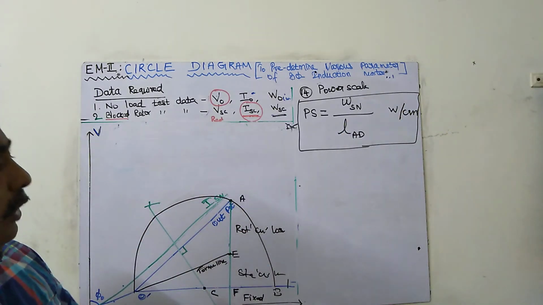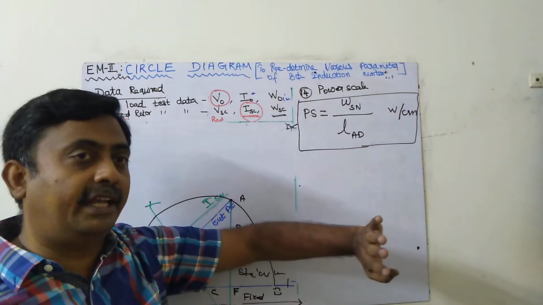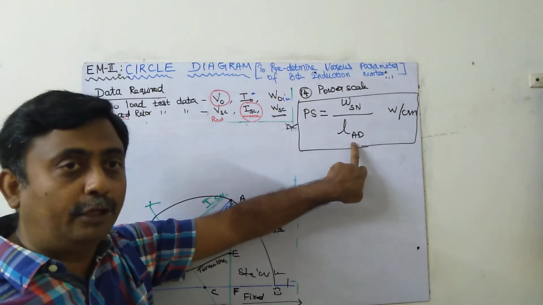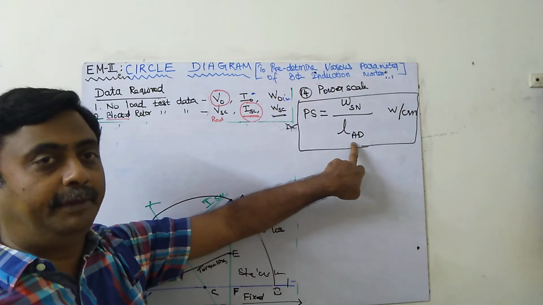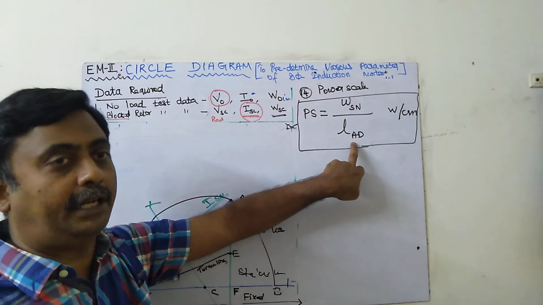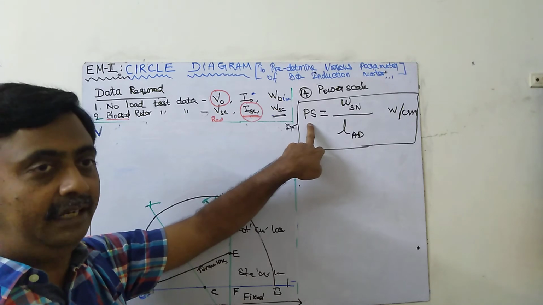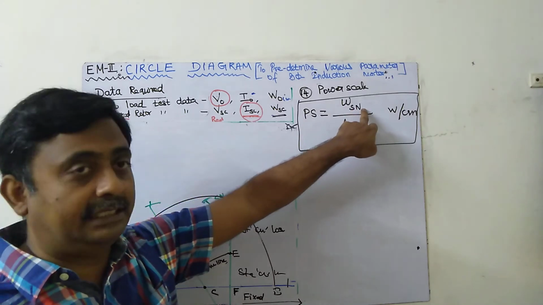Both are equal. Actually, WSN is what? WSN equals short circuit power at normal voltage. AD equals the same thing only, but it is in length, centimeter. I have to find for 1 centimeter. So 1 centimeter of WSN is called power scale.